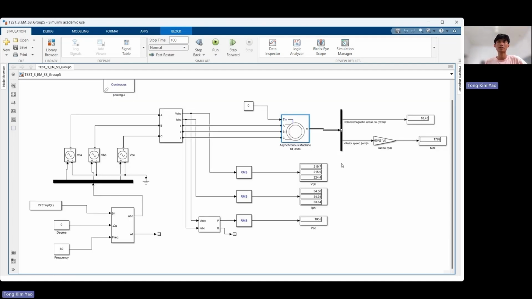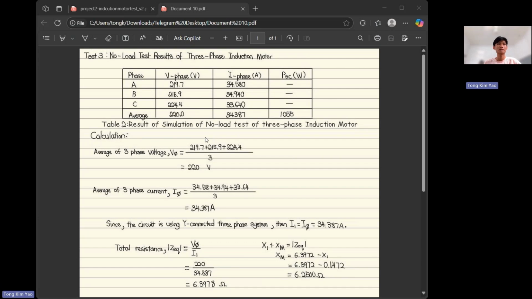After we run the motor successfully, we get these values for V phase, I phase, and power short circuit. All of these values will be recorded in a table to use for calculation. This is the result of the simulation, and we record it in the table too.